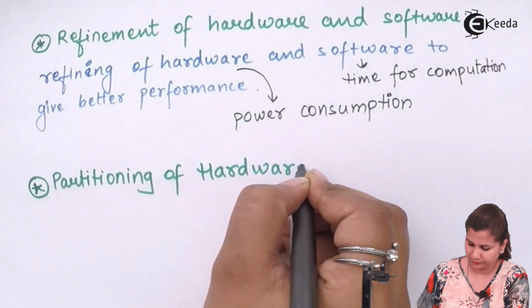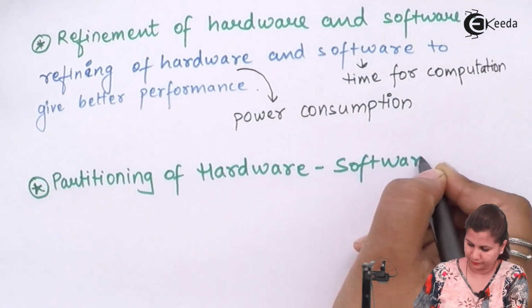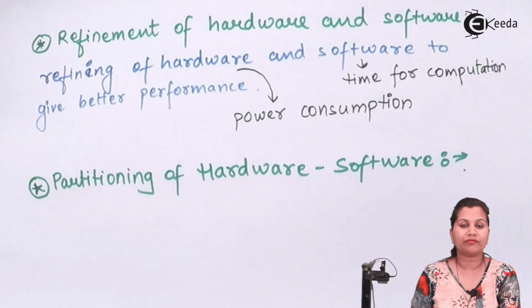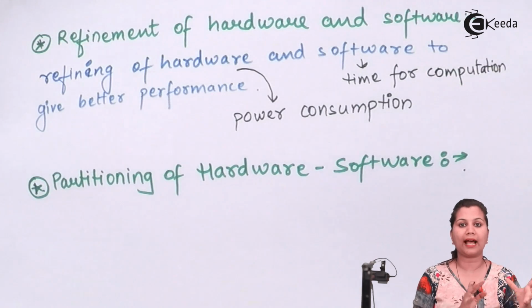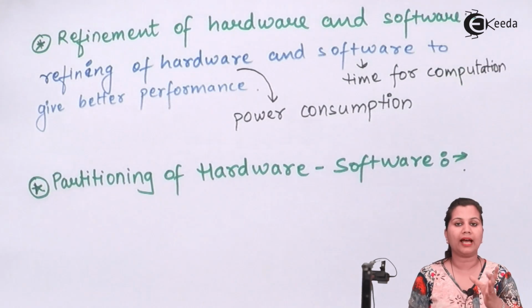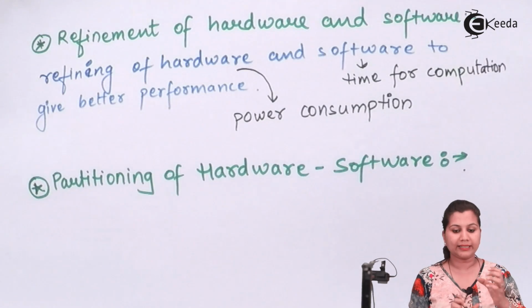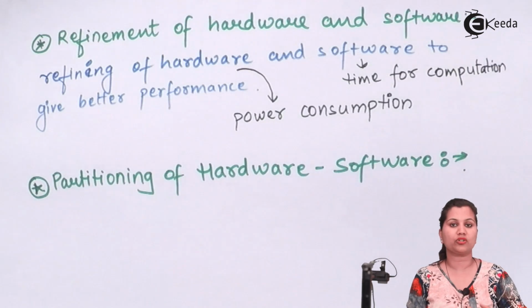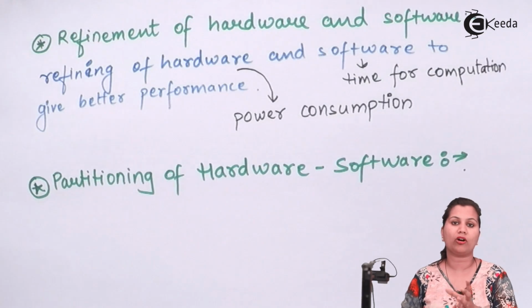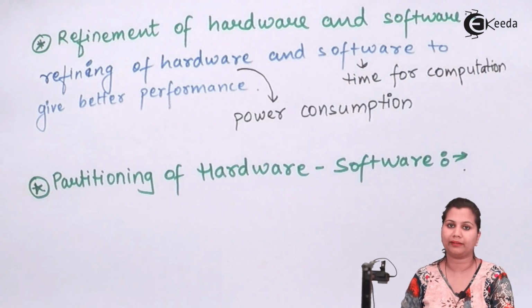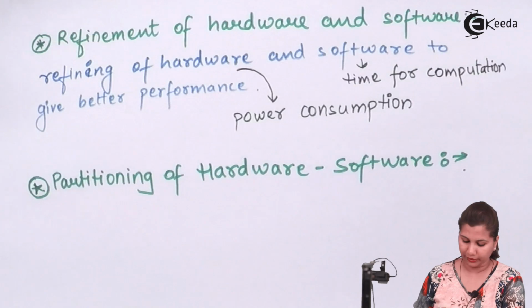After the designing of the hardware and the software part, and after their refinement, partitioning is done. Separate work is allocated to the hardware and to the software. This task of the system is to be performed by the hardware components, and this task is to be performed by the software part.